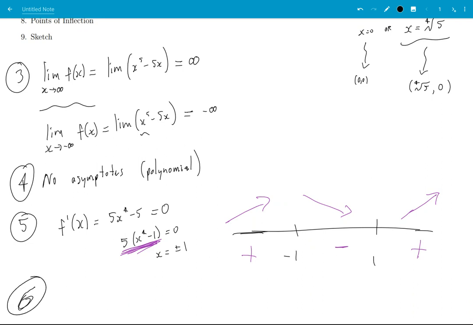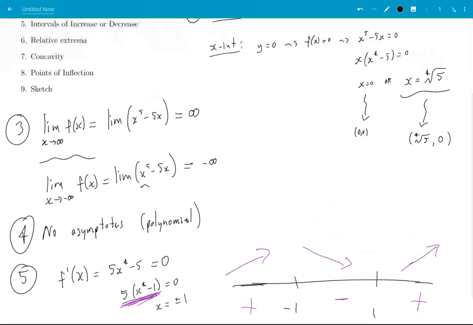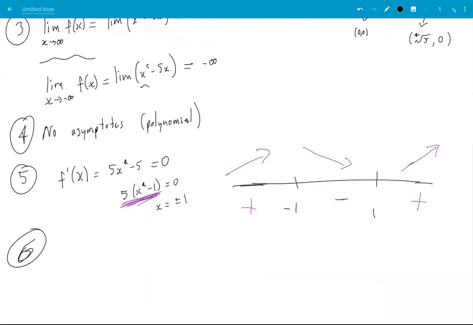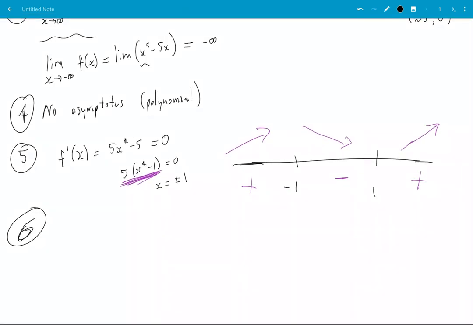Number 6, relative extrema. So local max, local min. I need to find all these. If I look at my number line here, I can see a local max at minus 1 and a local min at x equals plus 1.